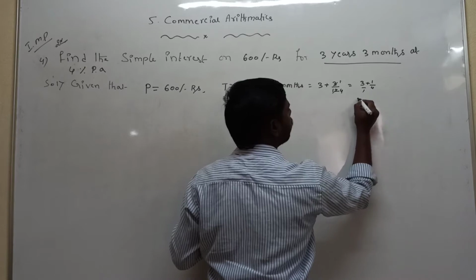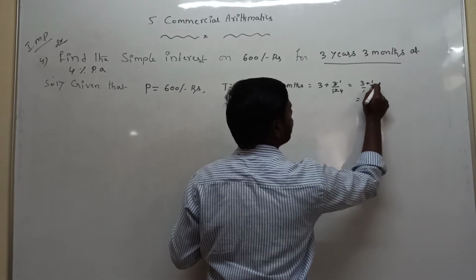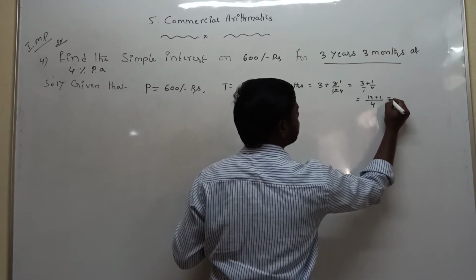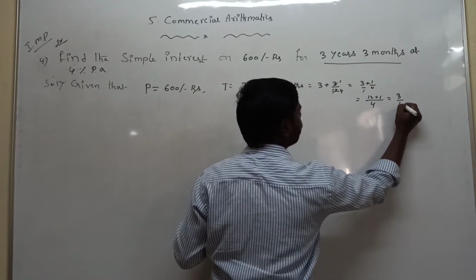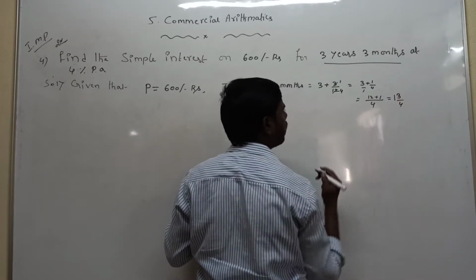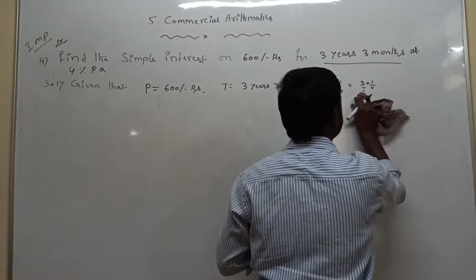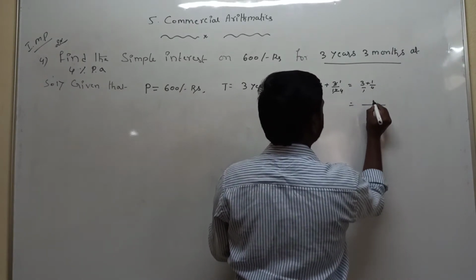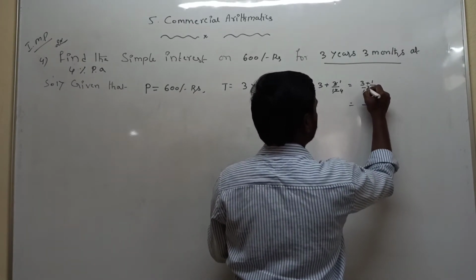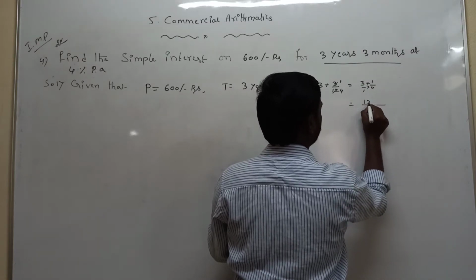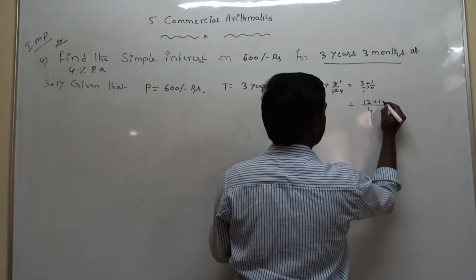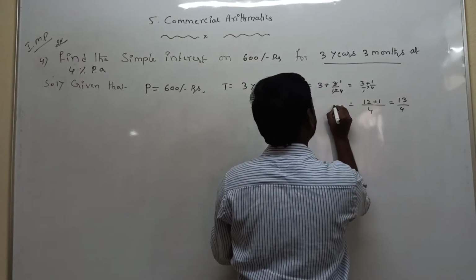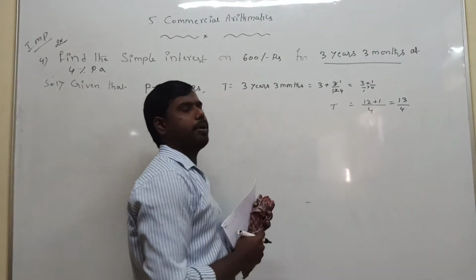Take LCM, which is 4. 3 into 4 is 12, plus 1 into 1 is 1. It's nothing but 13 by 4, not 3 by 4. Cross product: 3 into 4 is 12, plus 1 into 1 is 1, so 12 plus 1 is 13 by 4. Now time T is equal to 13 by 4.